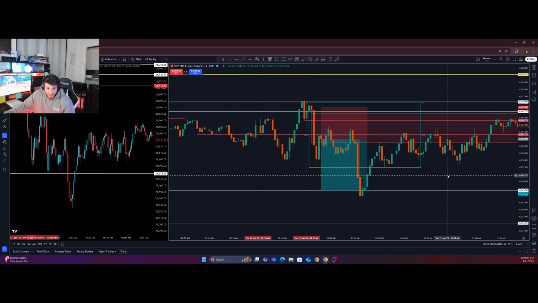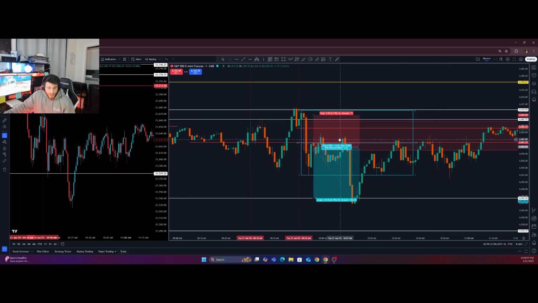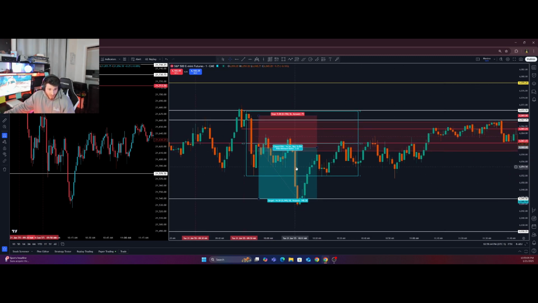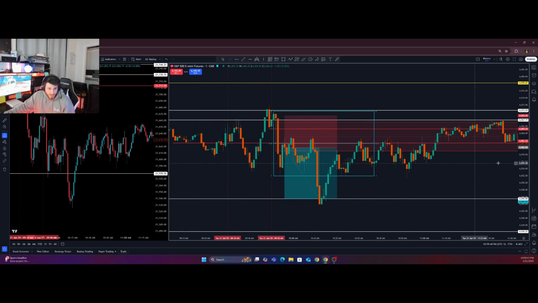So as you can see, price came down, ended up coming back up into our equilibrium. I let the trade play out. I didn't let emotions take over, and we let the price play out and ended up coming down, hitting our take profit. This was a 1 to 1.61 risk to reward ratio on this one.